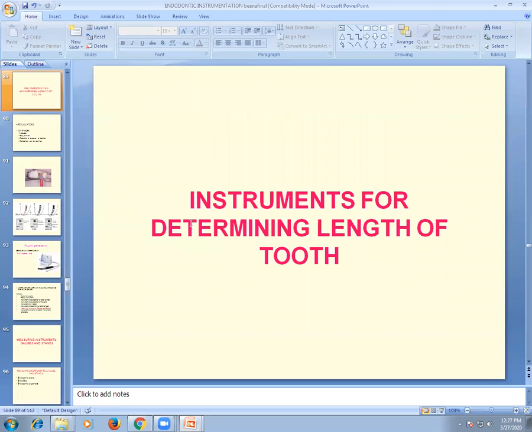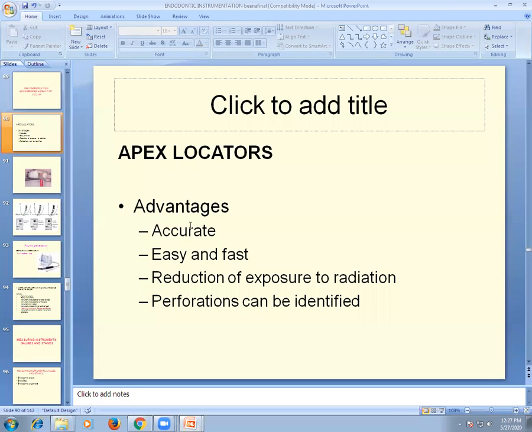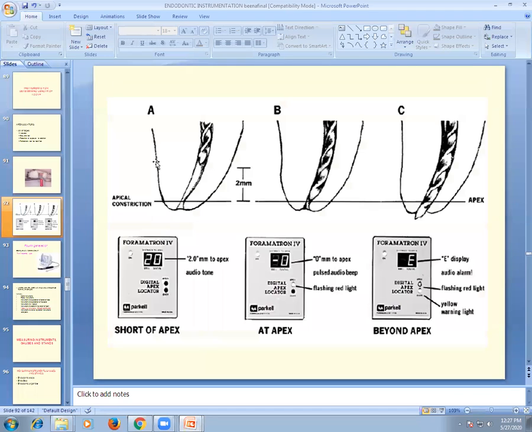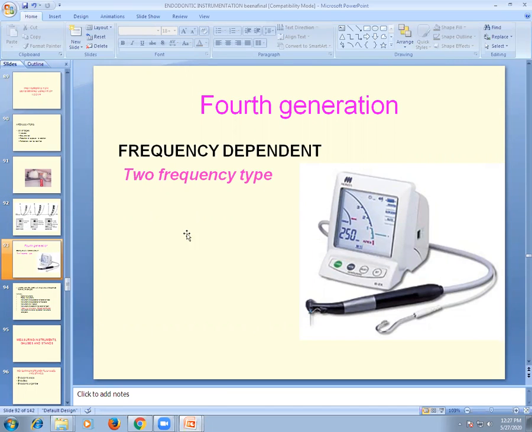Now coming to the instruments used for determining the length of the tooth, we have these apex locators, which have the advantages of accuracy, easy and fast reduction of exposure to radiations, and perforations can be identified with the use of apex locators. What do you have to do? Insert the file into the canal. Then this is the sensor to be attached to the file, and the other will be attached to the cheek of the patient.